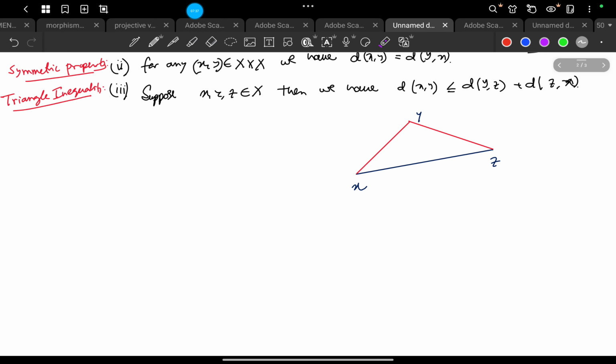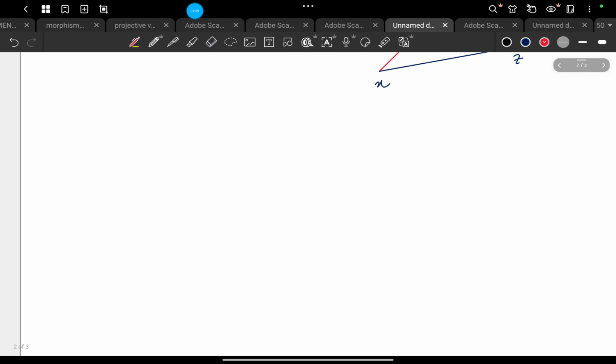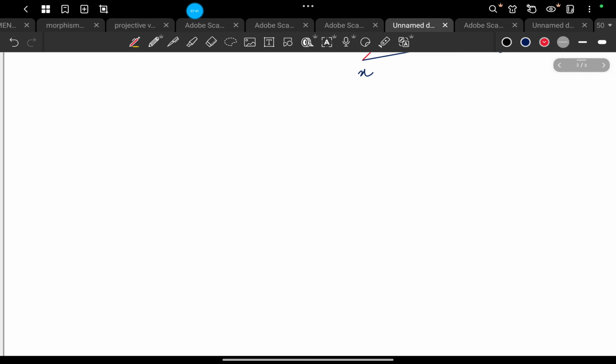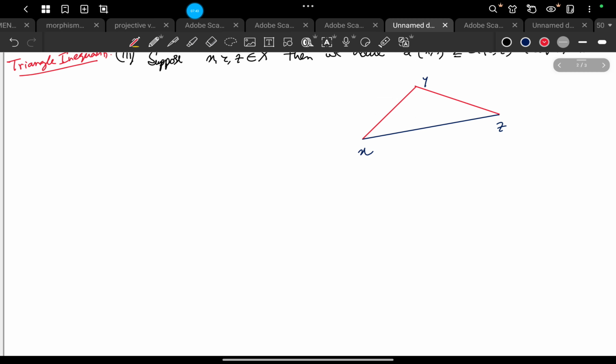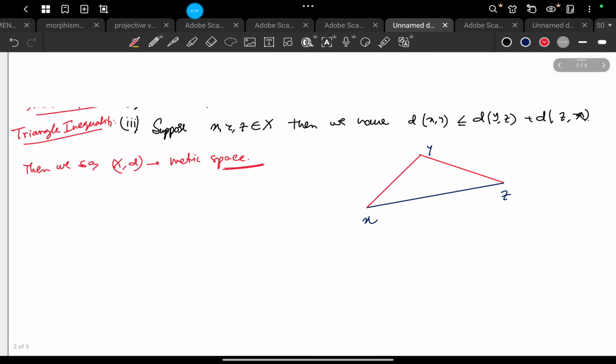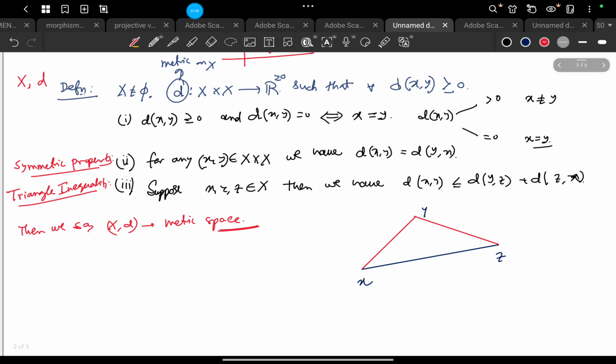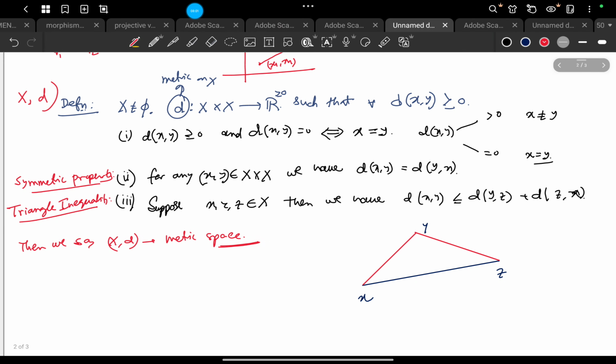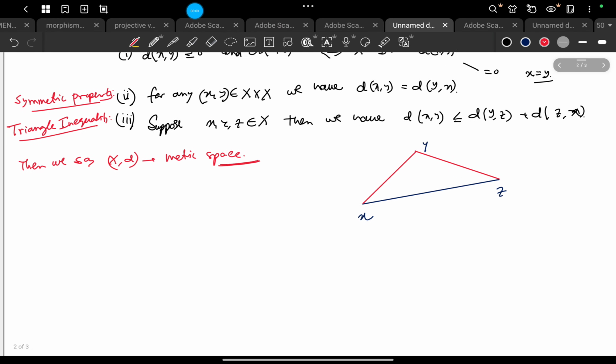Then we say that (X, d) is a metric space. So metric space means that once you have a metric space, you have to keep in mind that you have a metric defined on it.